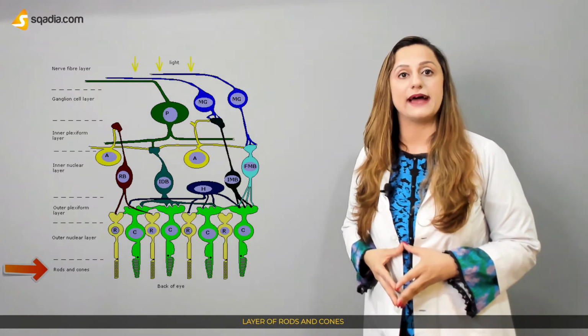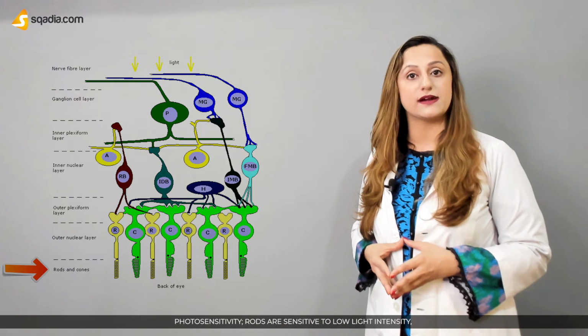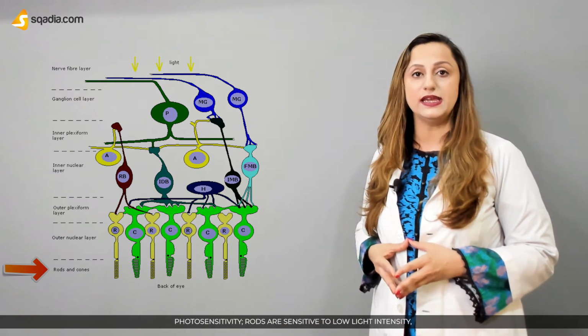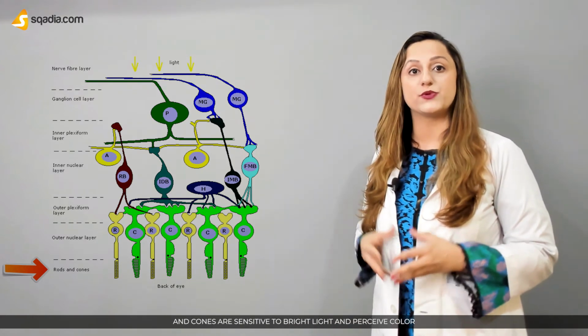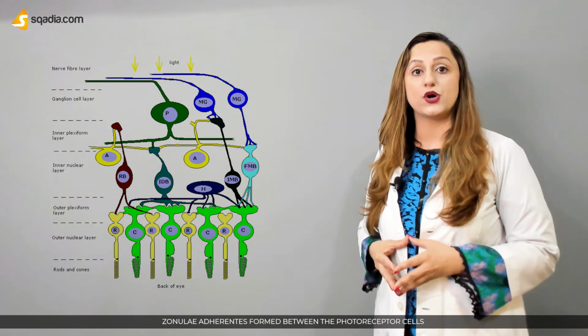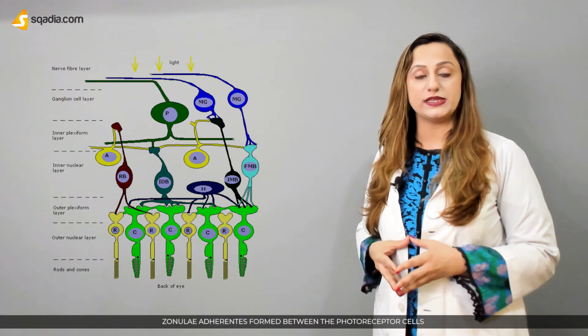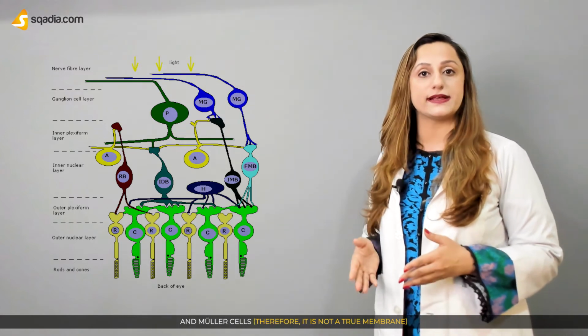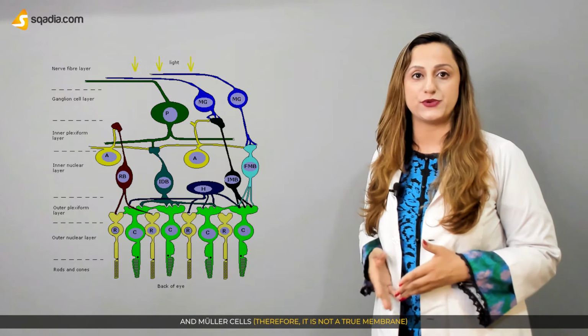Layer of rods and cones. Photosensitivity: rods are sensitive to low light intensity and cones are sensitive to bright light and perceive color. External limiting membrane: zonular adherens formed between the photoreceptor cells and Müller cells, therefore it is not a true membrane.